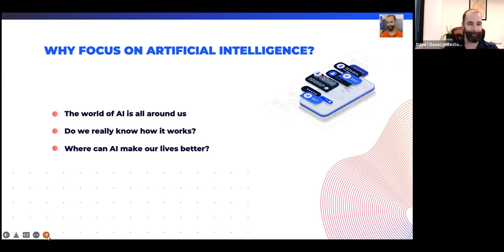Do we really know how it works? So I pay attention to this. I study it. I think I understand it. And then I read another article about something else they're doing, and I scratch my head a little bit. I'm like, man, how does that really work? So it's new for all of us.